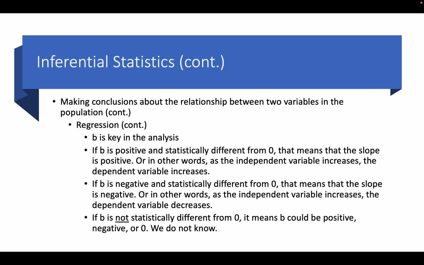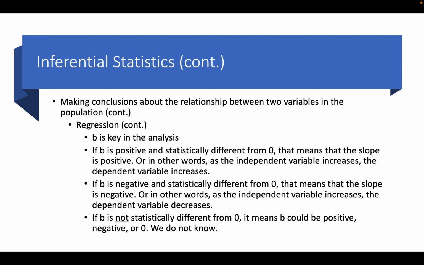B, or the slope coefficient, is the key to the analysis. If the slope is positive and statistically different from 0, that means that the slope is positive. In other words, as the independent variable increases in value, the dependent variable increases in value as well. If b is negative and statistically different from 0, then the slope is negative. Or in other words, as the independent variable increases in value, the dependent variable decreases in value.